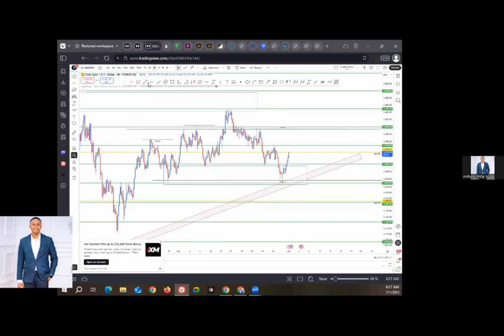There's a change or shift in structure when the market took this low. Okay, so that's on the 4 hour time frame. With that in mind, we can actually see the market respect this.